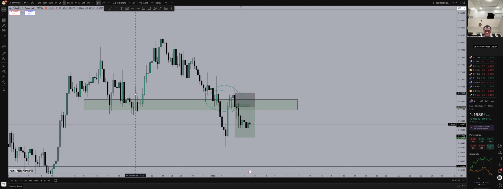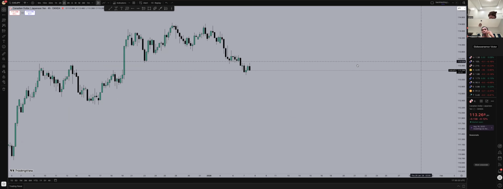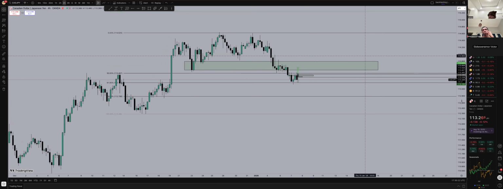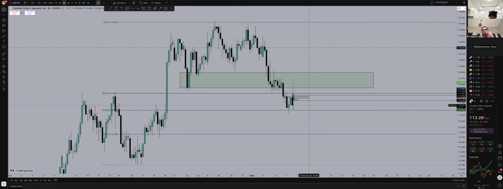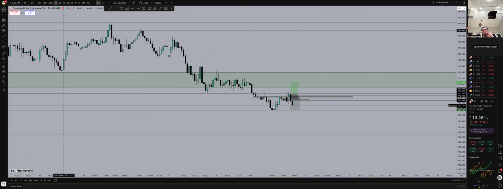Right now I'm on CAD JPY sell. I closed out this trade today. This is another trade I took today, and I'm already on it right now. This is another trade I took today. I took a buy, but it was wrong, so I had to close out.